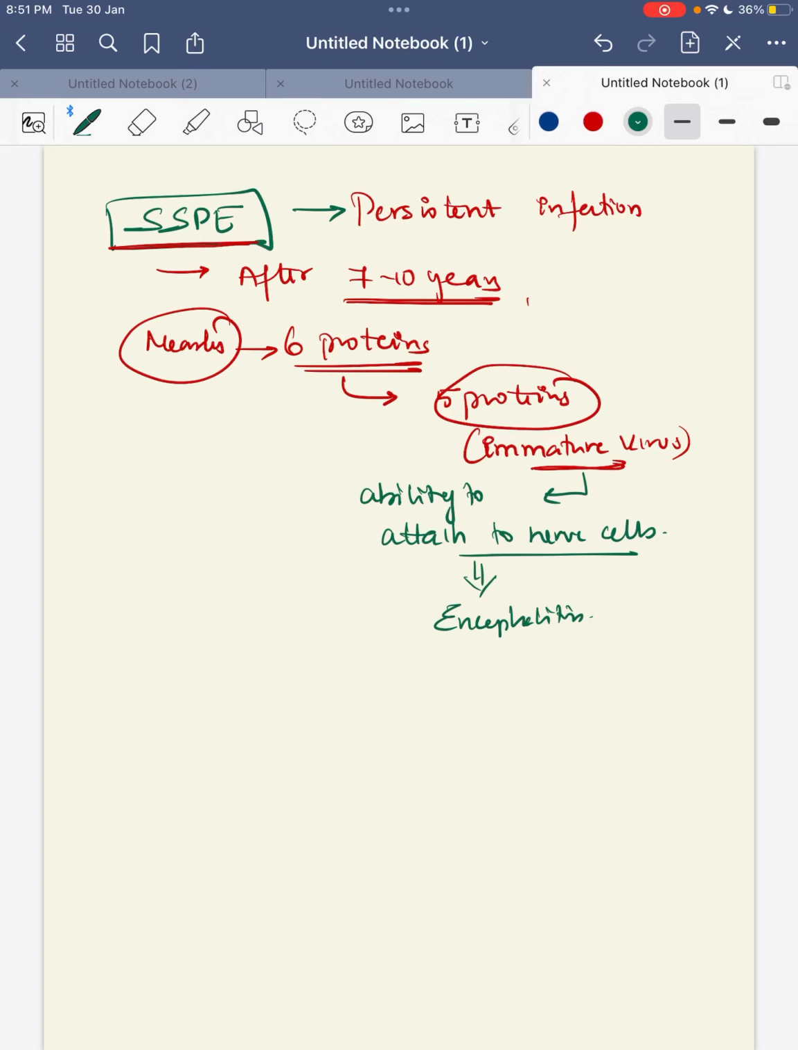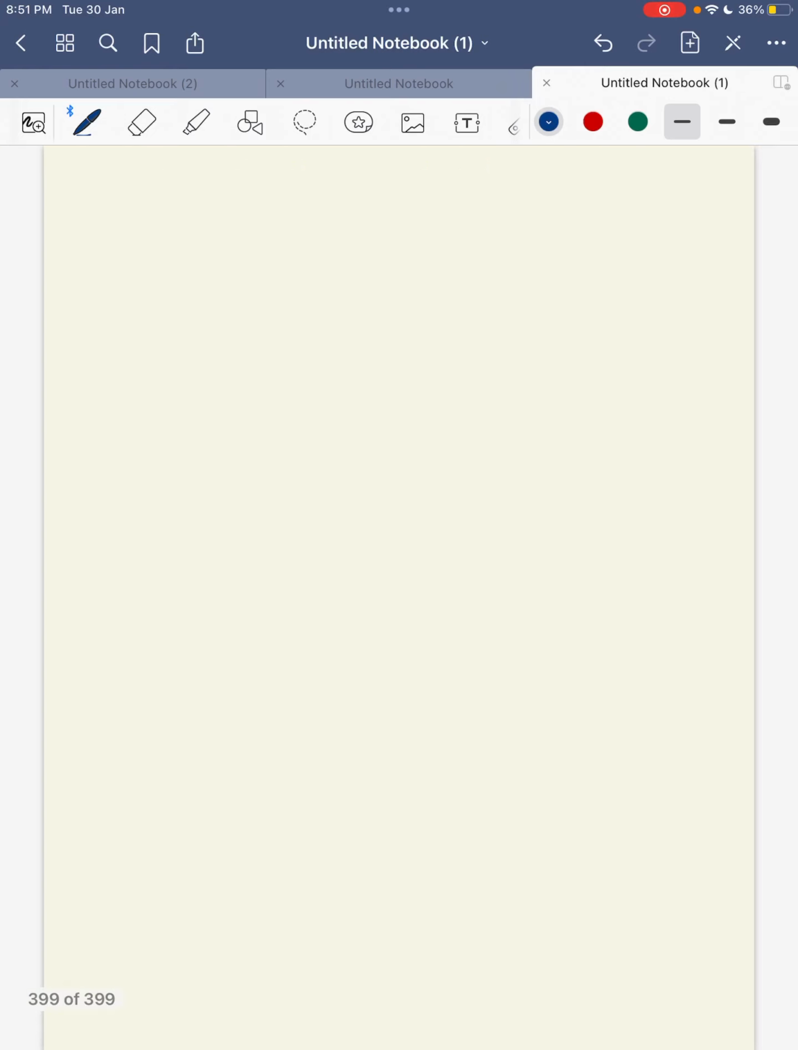So in a simpler way, you can say the defective virus or the mutant virus leading to this is called SSPE. It is also known as Dawson disease. Subacute sclerosing panencephalitis is also known as Dawson disease. Here we have 4 stages, starting off with stage 1.